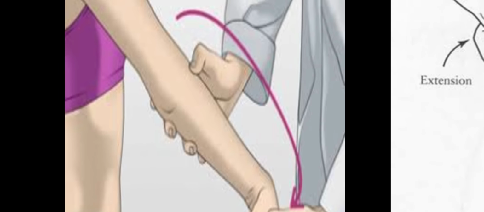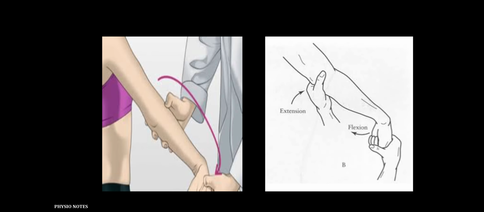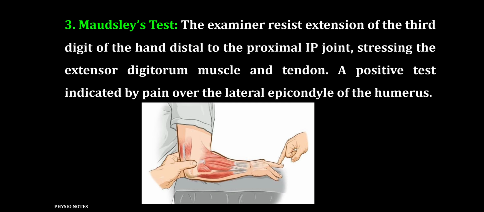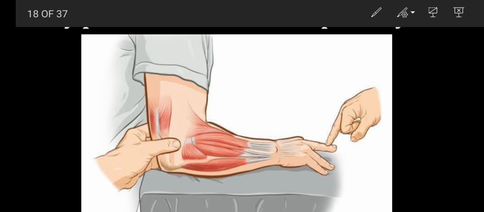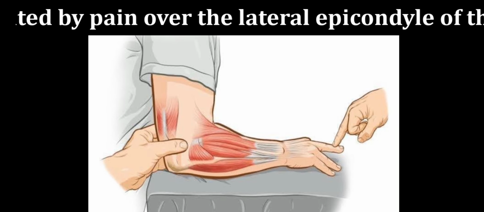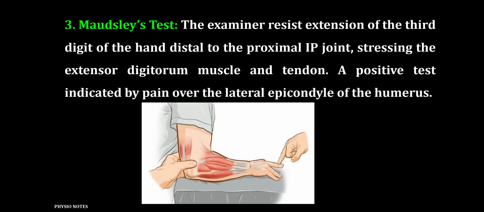Then the next test is Maudsley test. In Maudsley test, the examiner stresses the extension of the third digit just distal to the proximal interphalangeal joint, and a positive test is indicated by pain over the lateral epicondyle. So these are the three special tests mainly used to differentiate tennis elbow from other conditions: Cozen's, Mills and Maudsley tests.